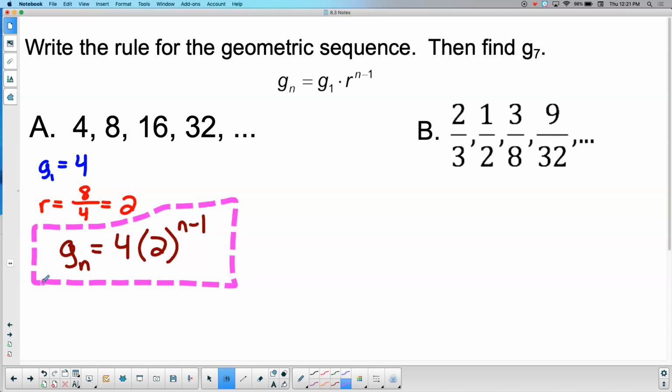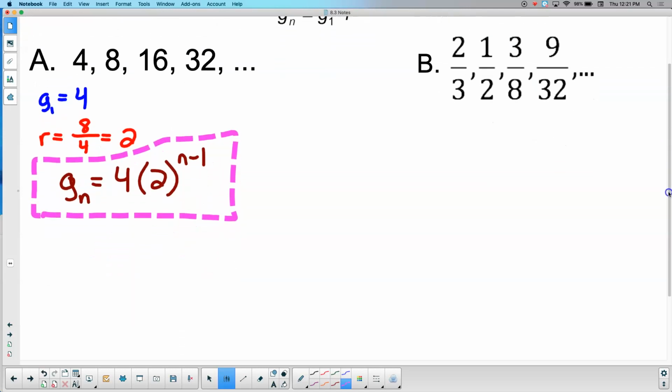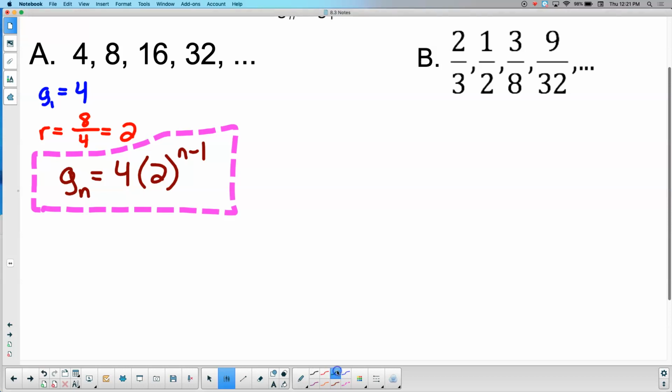Then it's asking us to find the 7th term in that sequence. So G sub 7 would equal 4 times 2 to the 7 minus 1 power. 7 minus 1 is 6. 2 to the 6th power is 64. 64 times 4 is 256.